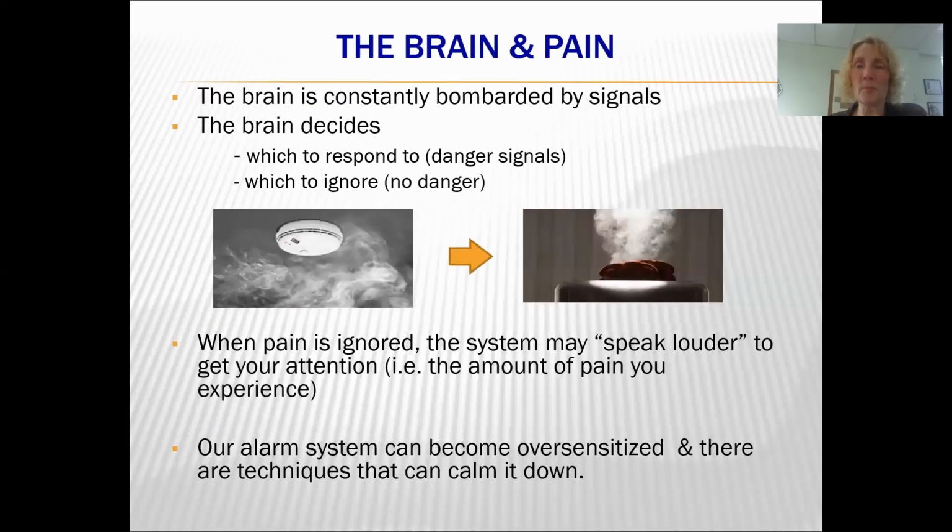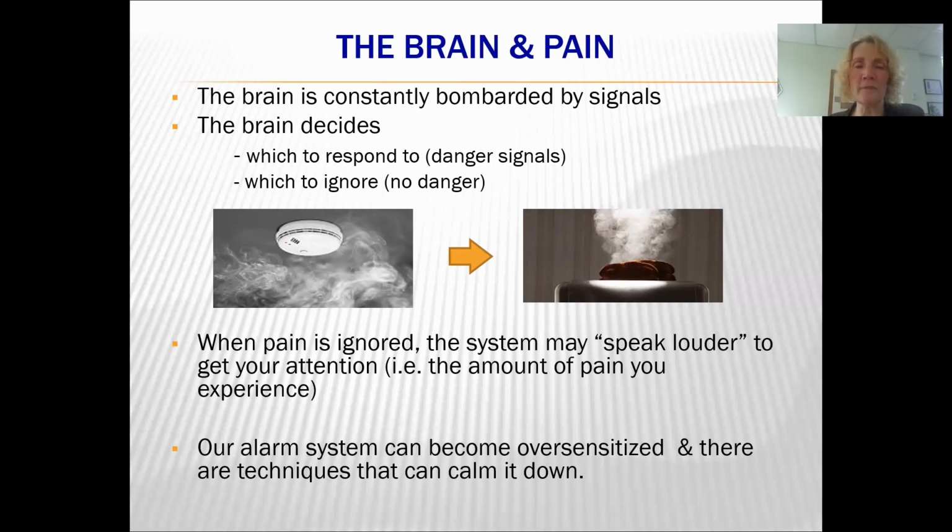The other thing about the brain and pain is that the brain is constantly bombarded by signals, and the brain decides which of those to respond to. It usually responds to danger signals, and we tend to ignore the things that we perceive as not dangerous. And so when pain is ignored in some situations, your system might speak louder to get your attention, and the pain signals may become more prevalent. So our alarm system can sometimes become oversensitized in those situations, and there are techniques that can calm it down.